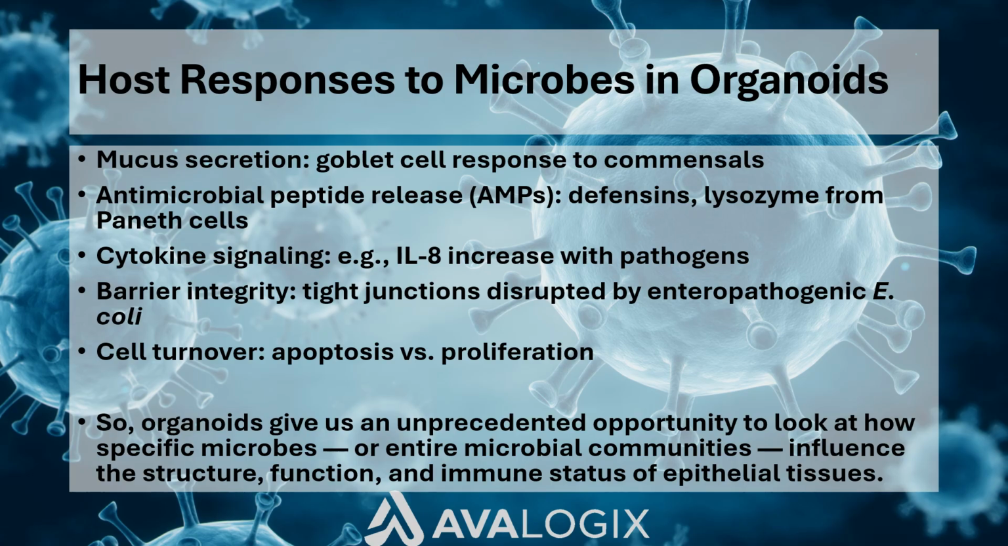4. Barrier integrity. Organoids can also be used to study how microbes affect epithelial tight junctions. Pathogens like enteropathogenic E. coli can disrupt these junctions, leading to increased permeability, a hallmark of gut disorders like IBD and leaky gut syndrome. Researchers often assess this using fluorescent permeability assays or by tracking changes in tight junction protein expression. 5. Cell proliferation and death. Some microbes promote epithelial regeneration, while others induce apoptosis. For instance, Helicobacter pylori can trigger cellular proliferation, a mechanism thought to contribute to gastric cancer development.